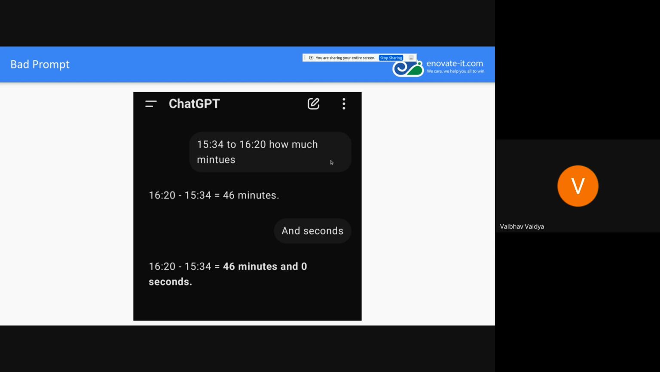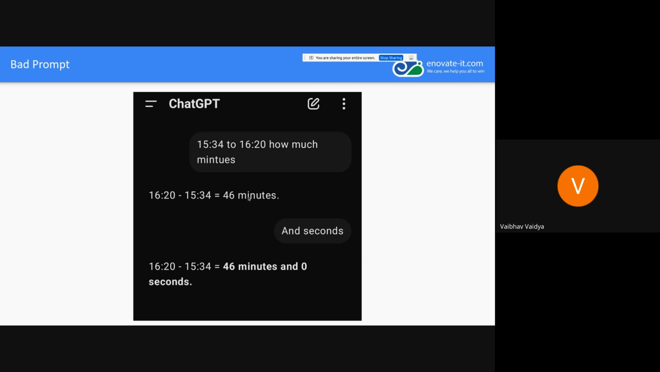In this case, we have prompted 1534 to 1628. We asked, how much is the minutes? Even the spelling of minutes here is incorrect. AI overlooked the incorrect spelling and gave us the right answer: it will take 46 minutes.